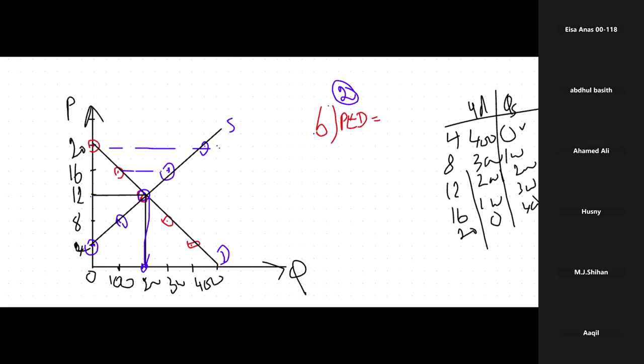Okay, now listen. PED formula. Some of you know the PED formula here. Some of you don't know the PED formula. It's not a problem. Now try to learn from the beginning. Everybody will understand. Okay. This is the PED formula.